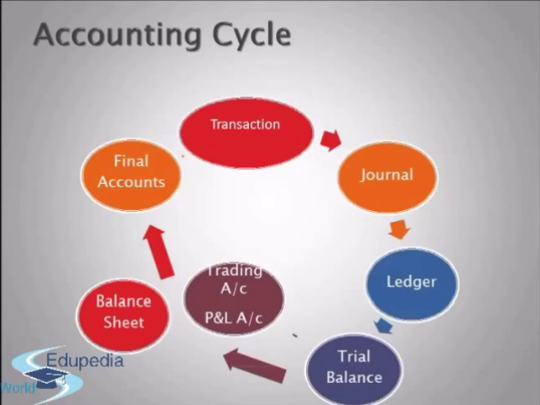This is how the cycle works. The trading account, P&L account, and the balance sheet are the last and final step in the process of accounting, and these statements show us how the business has been doing in this year. So they are a very important part of this accounting cycle. As we proceed, we will study all these steps in detail in each of the chapters that will follow: the journal, the ledger, the trial balance, the trading account, P&L account, and the balance sheet. All these topics will be covered in detail in this subject of fundamentals of accounting.